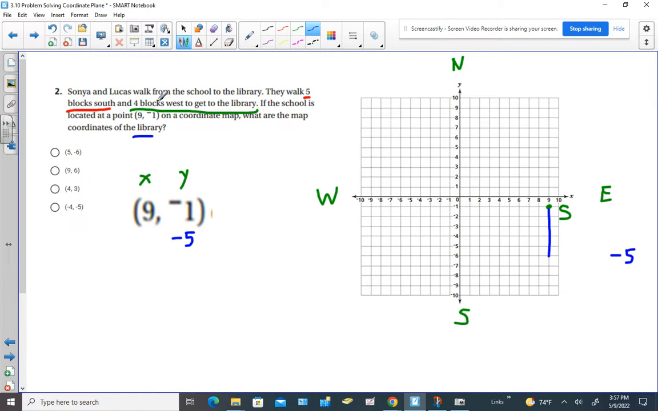Then it says they're going 4 blocks west to get to the library. So if we're here and we're going to go 1, 2, 3, 4. Now west is subtracting, right? Going this way is subtracting from the x-axis, subtracting 4. All right, now we're going to make parentheses and think about what's the new ordered pair. So would this be the library? What are the ordered pairs for that?